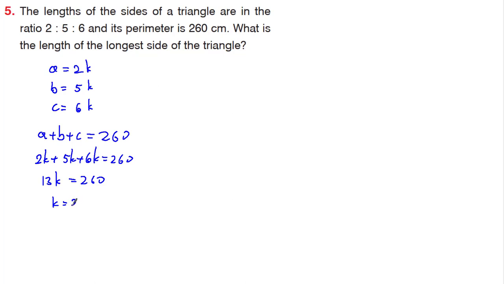Divide by 13, you get that k is 20. Now, if k is 20, you go back and substitute here. 2 times 20, that's 40. Then you substitute 5 times 20, that's 100. And then you substitute 6 times 20, that is 120.